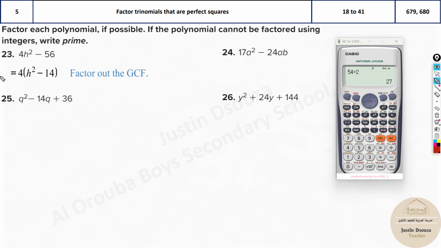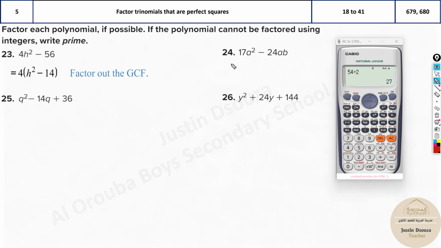What I mean is I'll just change this question over here. Instead of 4h squared minus 56, we had minus 54. Then you can't take 4 out because we're not getting this. See, 54 divided by 4, we got a fraction. So take 2 outside. It will be 2h squared minus 27. This would be the simplified form. So it depends on the highest common factor to be removed out.